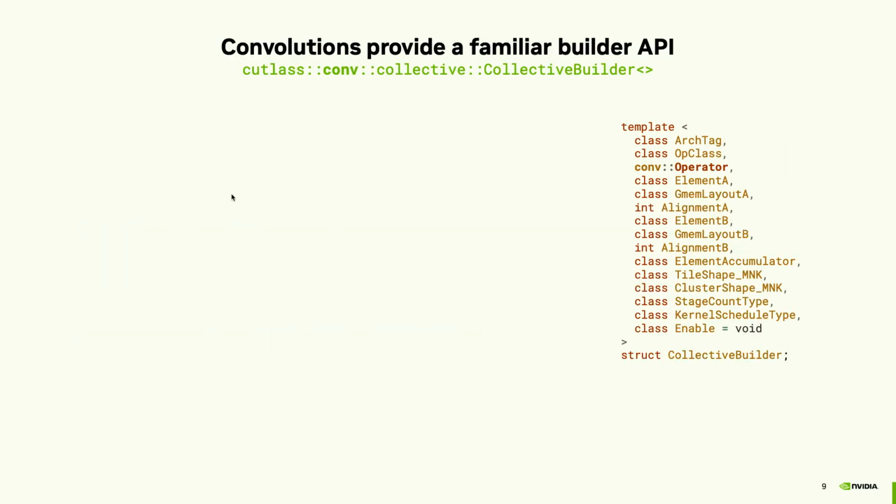Of course, just like GEMMs, we also ship this convolution API with a convenient builder API that is intended to make it much easier for you to implement convolutions off the shelf. So what we do with the builders is we give you an API that is architecture agnostic and just allows you to stamp out kernels.